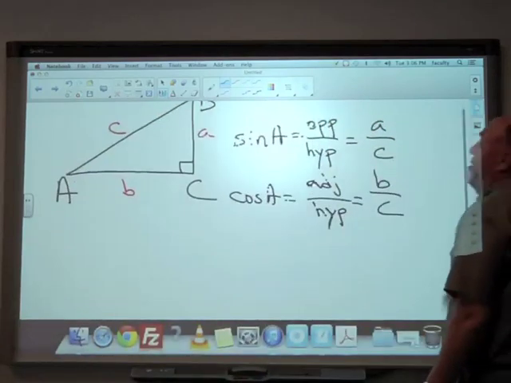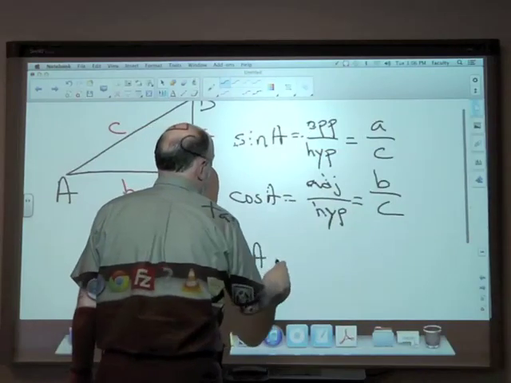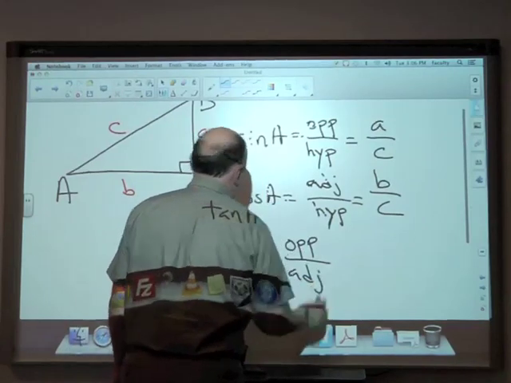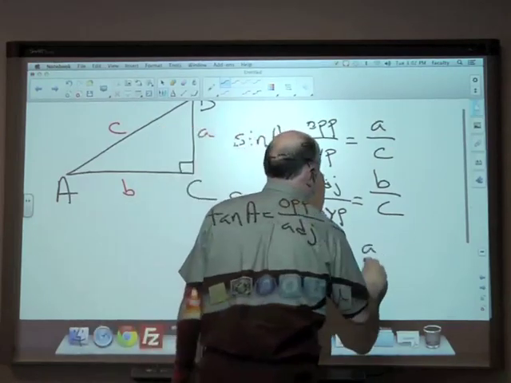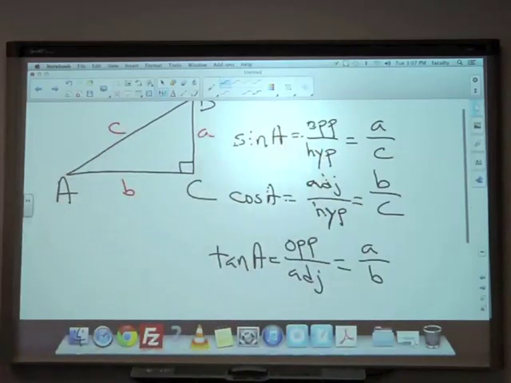And then tangent is going to be opposite over adjacent, which in this case will be A over B. Those are the three main trig functions: sine, cosine, and tangent. Those are the ones you have buttons for on the calculator: SIN, COS, TAN.